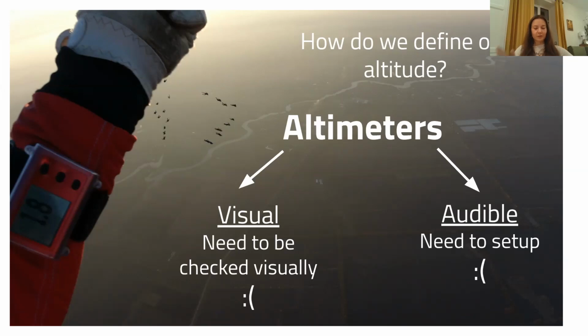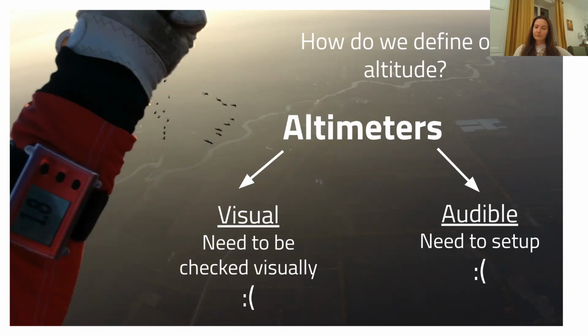But just imagine, what do we really need? We need to know our altitude during the entire jump. Just let's imagine the situation. You know your altitude during the whole jump, from exit to landing, without any additional actions. You will just have it in your mind. An altimeter which can pronounce your altitude to you. You don't have to check it visually, or set it up before jumps. It just gives you real awareness of your altitude.